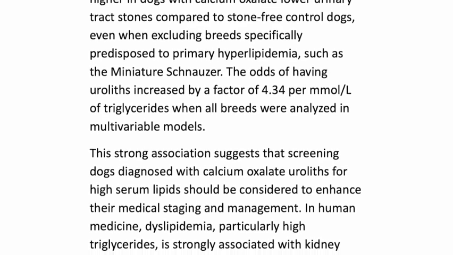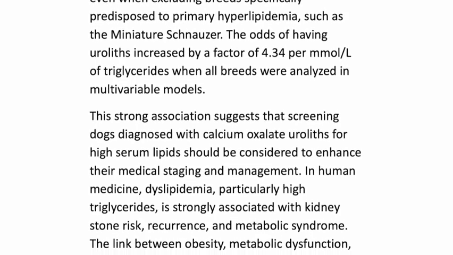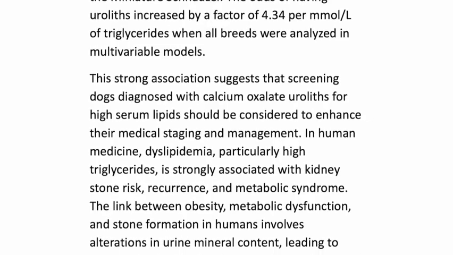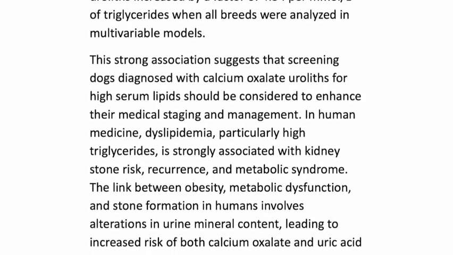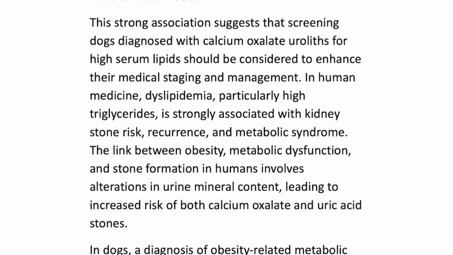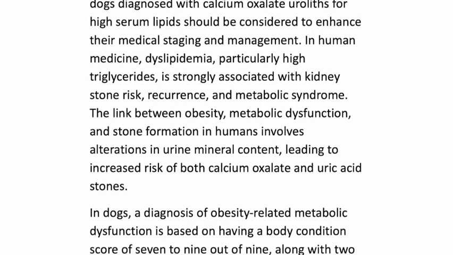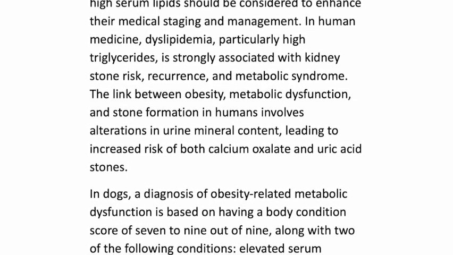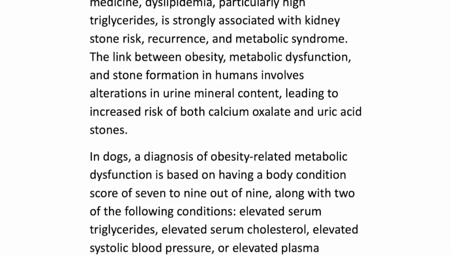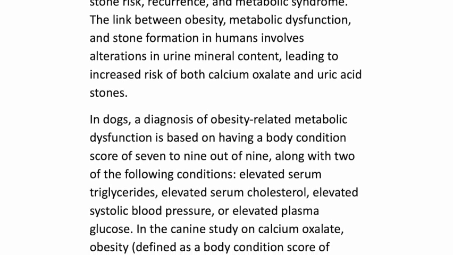The odds of having uroliths increased by a factor of 4.34 per mmol/L of triglycerides when all breeds were analyzed in multivariable models. This strong association suggests that screening dogs diagnosed with calcium oxalate uroliths for high serum lipids should be considered to enhance their medical staging and management. In human medicine, dyslipidemia, particularly high triglycerides, is strongly associated with kidney stone risk, recurrence, and metabolic syndrome. The link between obesity, metabolic dysfunction, and stone formation in humans involves alterations in urine mineral content, leading to increased risk of both calcium oxalate and uric acid stones.